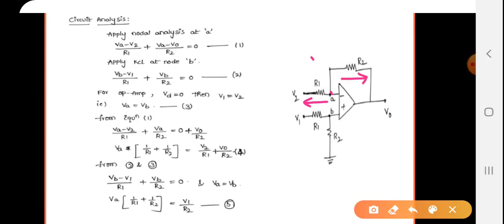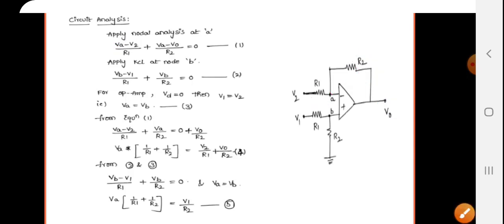Here the voltage at this point is VA. So (VA minus V2) by R1, and then (VA minus V0) by R2. This is R2. So this is the first KCL equation.